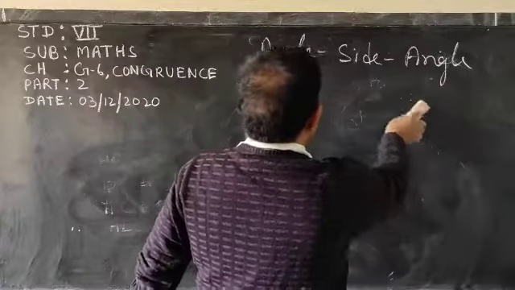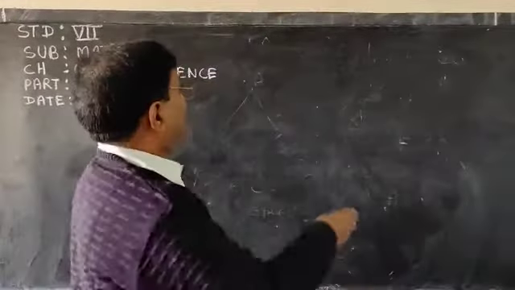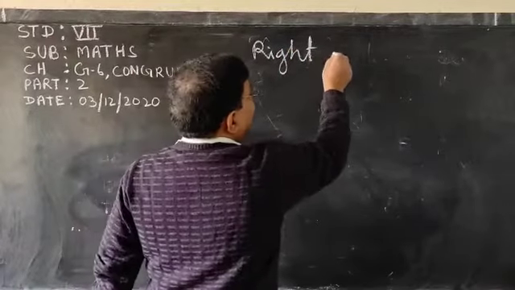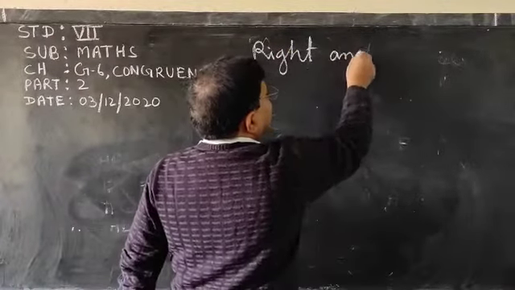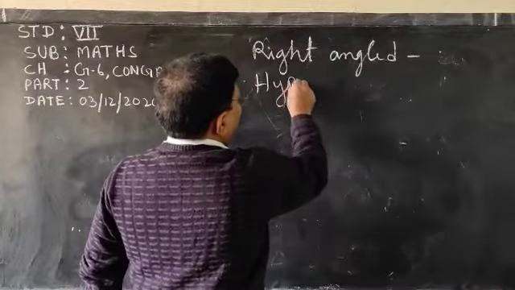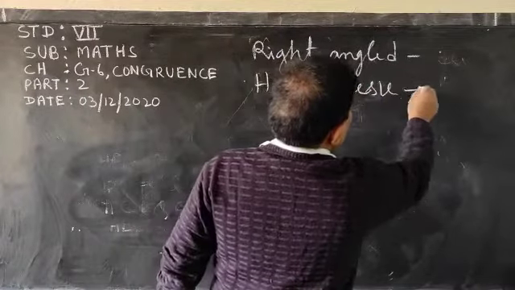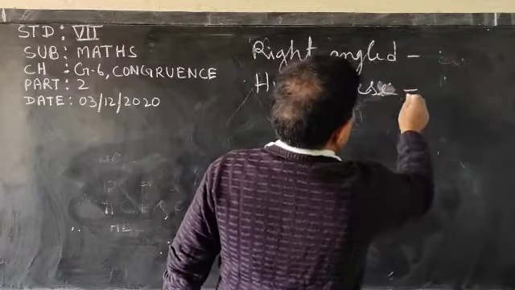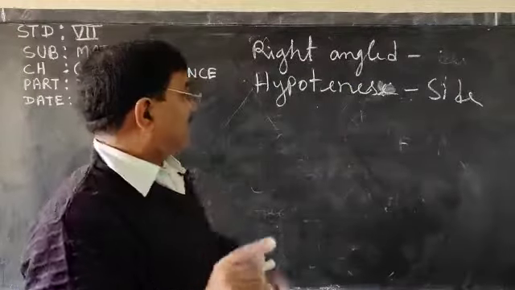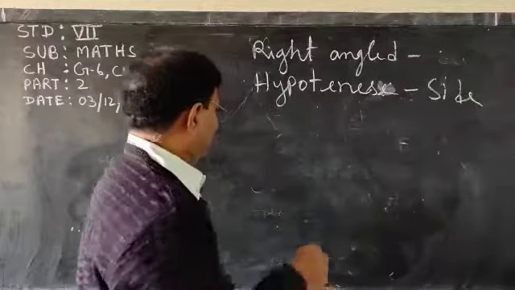RHS means don't say right hand side. Here RHS means right angle, hypotenuse, side. It means the triangle must be right angled, the hypotenuse should be equal, and one side should be equal.